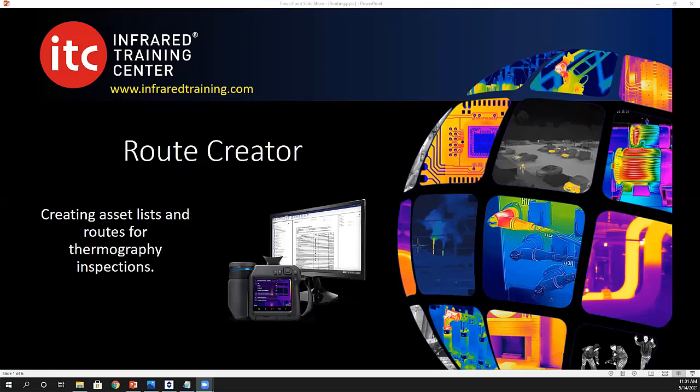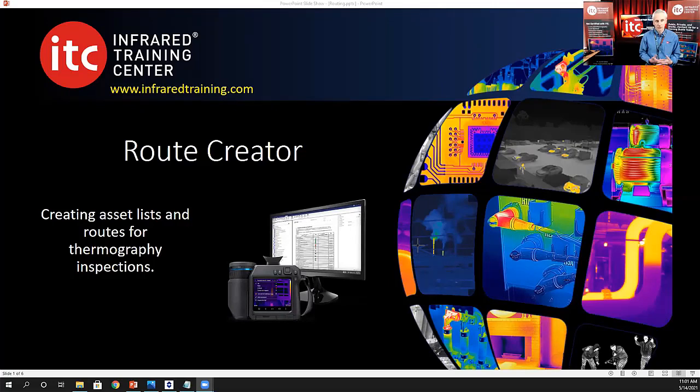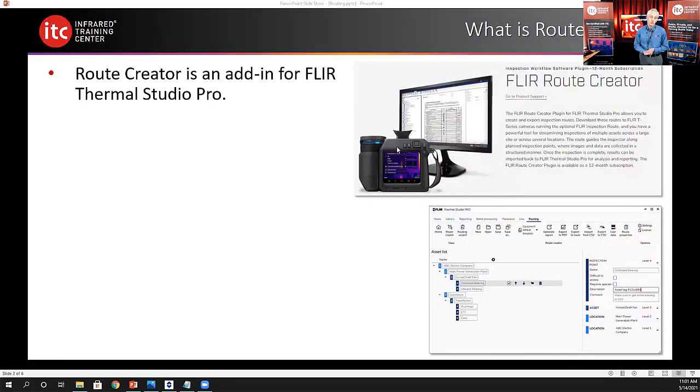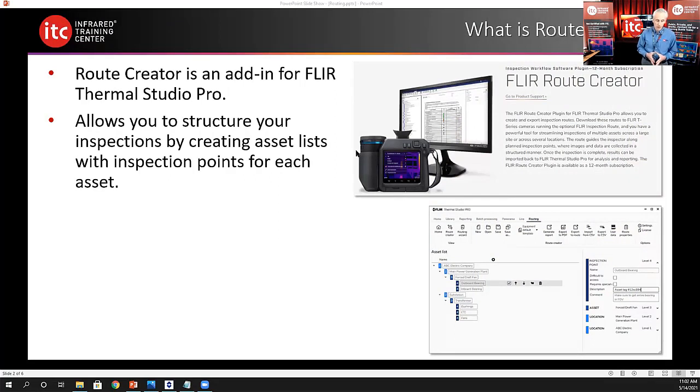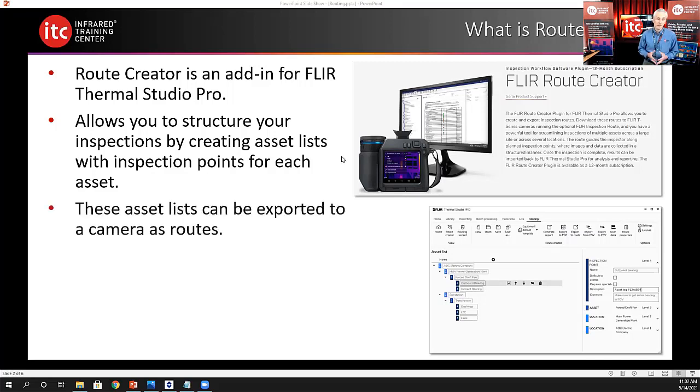As Matt said, the primary focus of today's presentation is going to be on the Route Creator software. Now, this is an add-in for Thermal Studio Pro. And the add-in allows you to structure and manage your inspections by creating asset lists of all of the items at your facility that you would typically inspect. These asset lists can be sent or exported to a camera as routes.